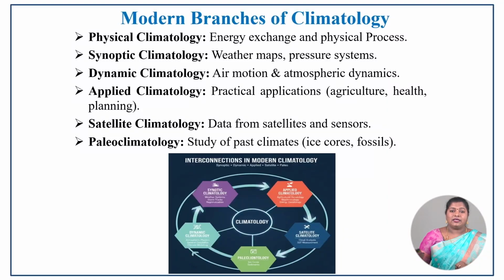Modern branches of climatology are physical climatology, which deals with energy exchange and physical processes; synoptic climatology, which is about weather maps and pressure systems; dynamic climatology, which is about air motion and atmospheric dynamics; applied climatology, which is applied in sectors such as agriculture, health and planning; satellite climatology, where data are collected with the help of satellites and sensors; and paleoclimatology, where past climates are studied with the help of ice cores and fossils.